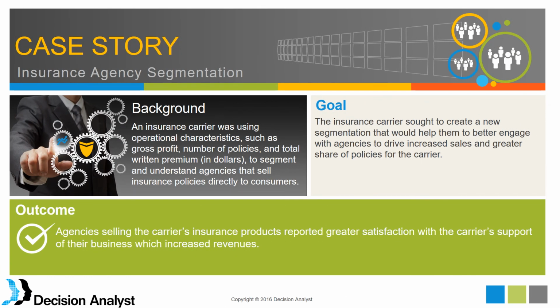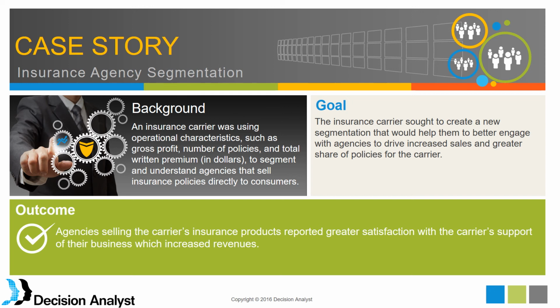Our final case story is a business-to-business case, and this was for an insurance carrier. This is different from the other 2 cases in that we segmented insurance agencies, so not people but agencies. Traditionally this carrier had segmented their agencies based on characteristics that are observable, such as growth of policies, profit, policy count, and total written premium. These operational variables are a useful means of grouping agencies. There's no doubt about that.